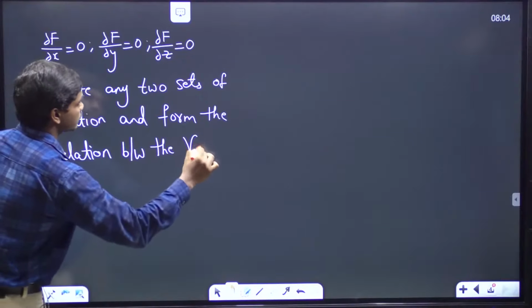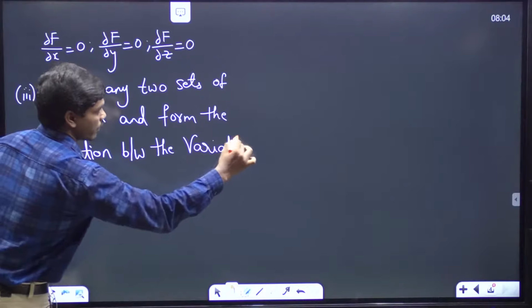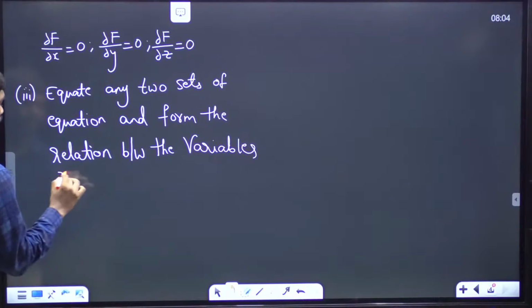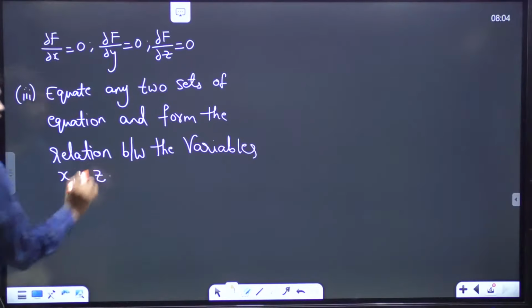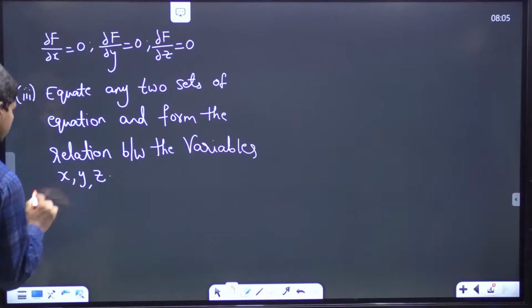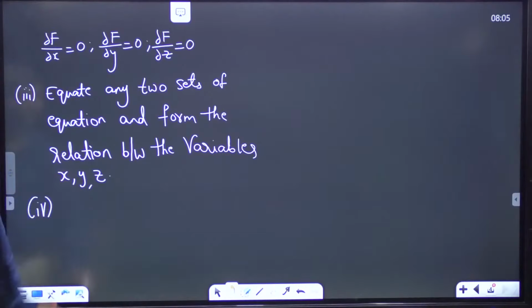A relation between the variables x, y, and z. Lambda need not be a constant value. See here, x, y, and z.